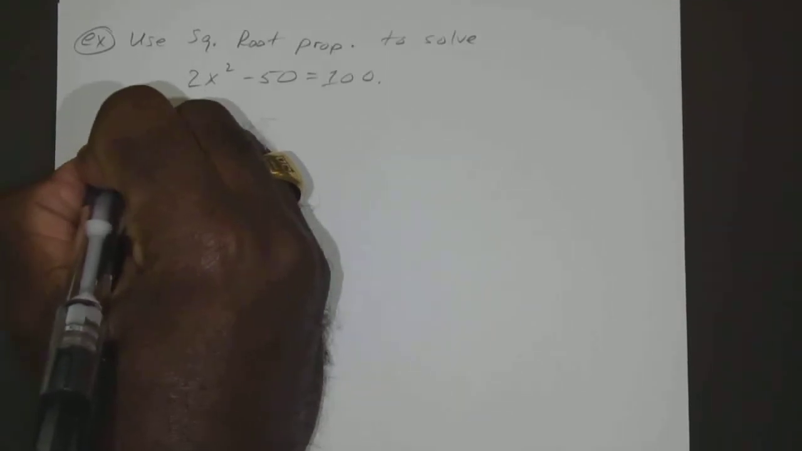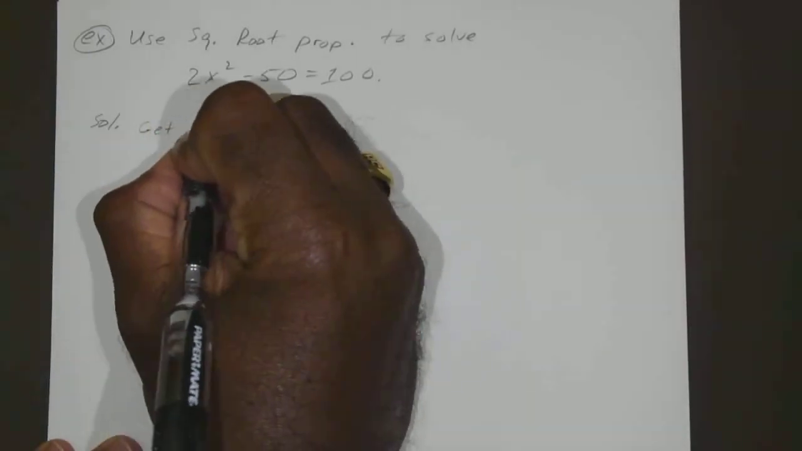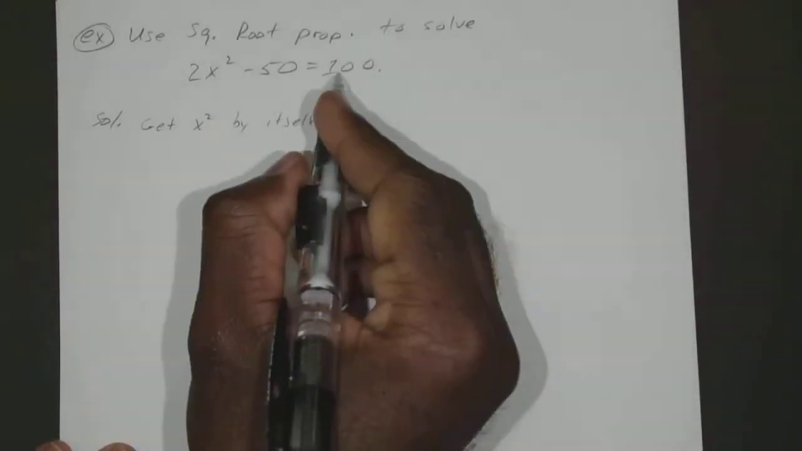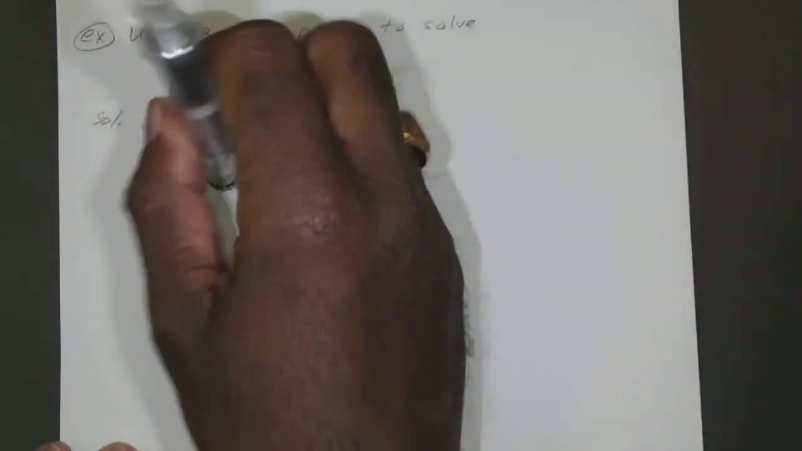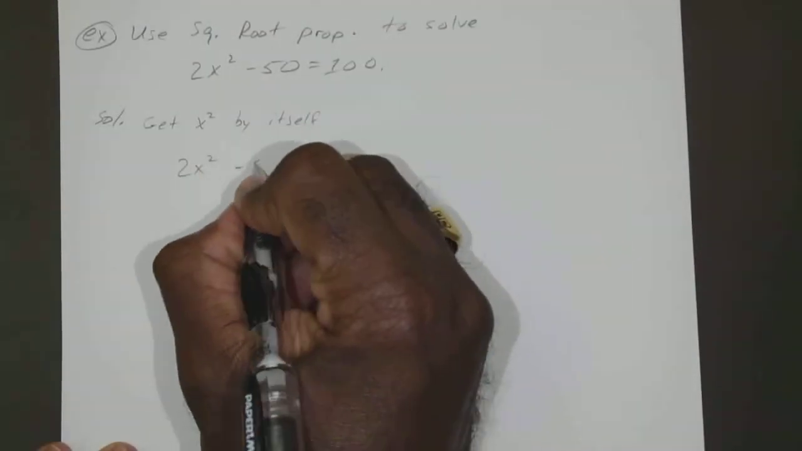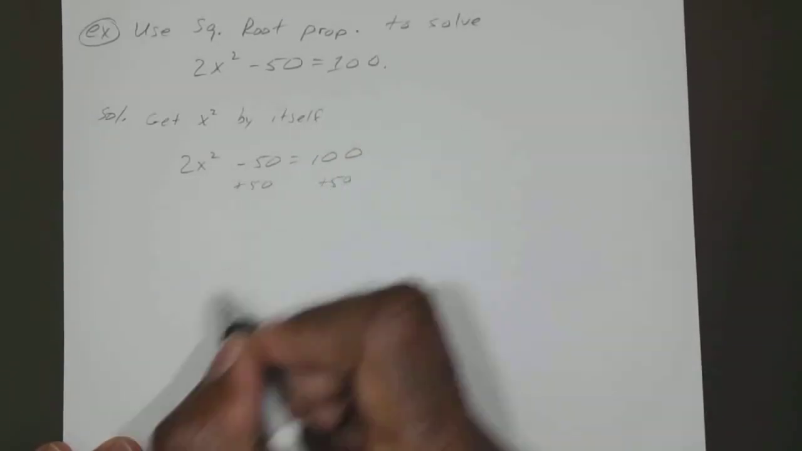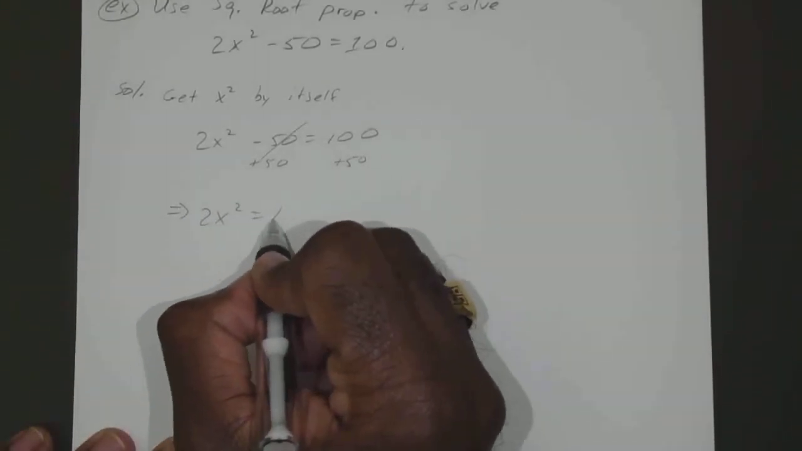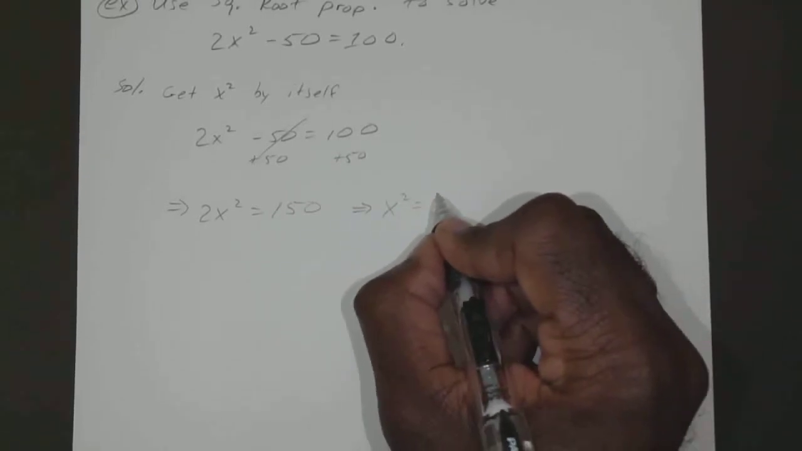So for this one, remember the first thing you have to do is get the x squared by itself. So we add 50 to both sides. We have 2x squared minus 50 equals 100. And add 50 to both sides. That gives us 2x squared equals 150. Then divide both sides by 2. x squared equals 75.